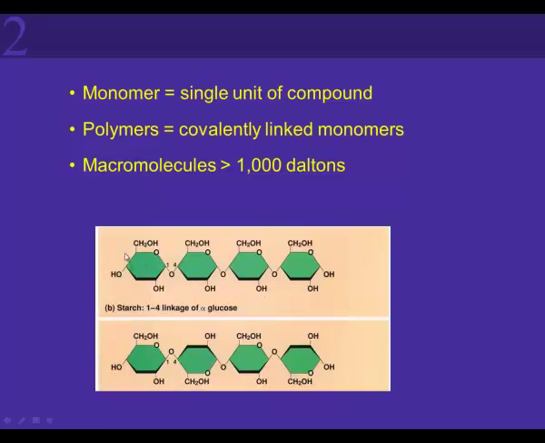So in this case, this is a monomer, and here is the covalent bond that joins it to the next glucose in the chain. You can sort of think of this as something like a passenger train, where each of the cars would be a monomer and the entire train would correspond to a polymer.